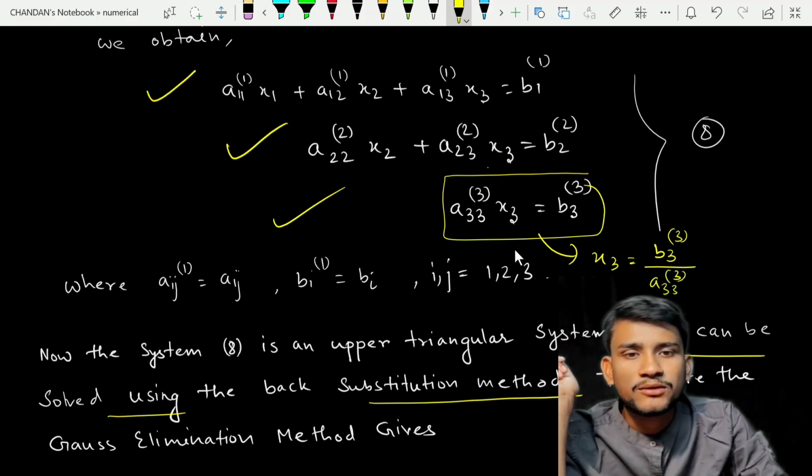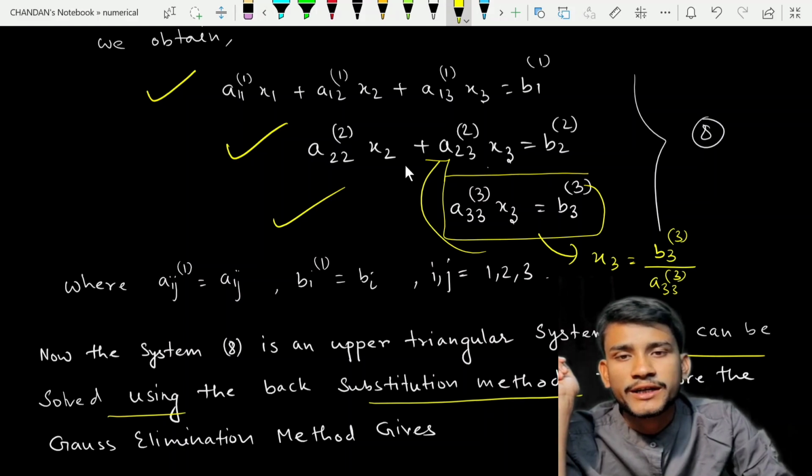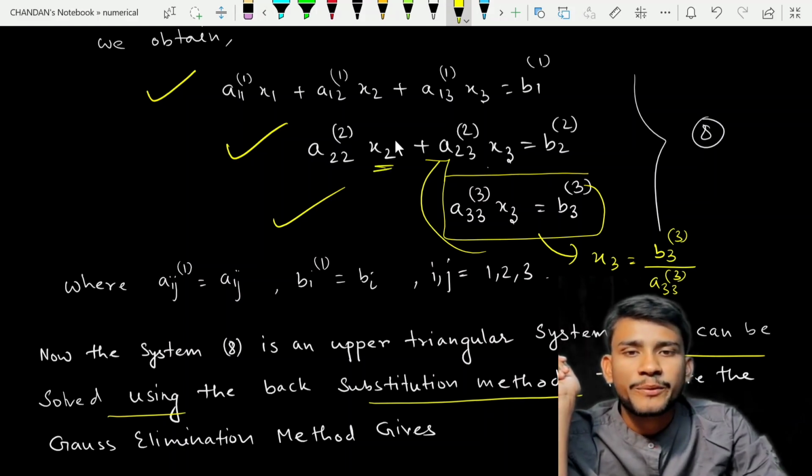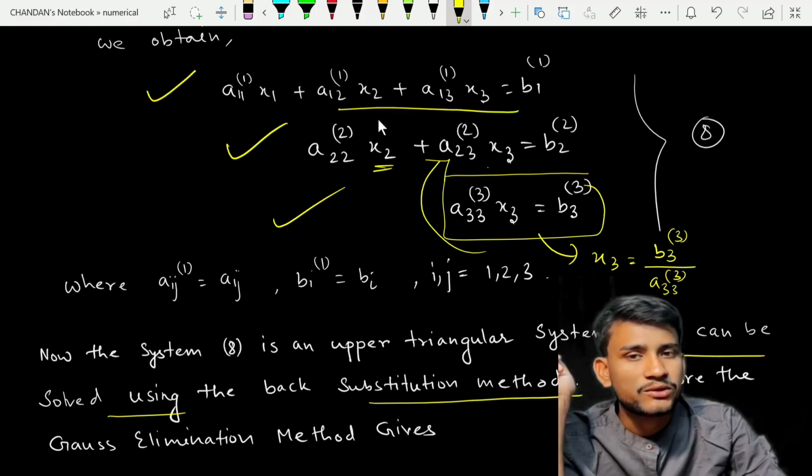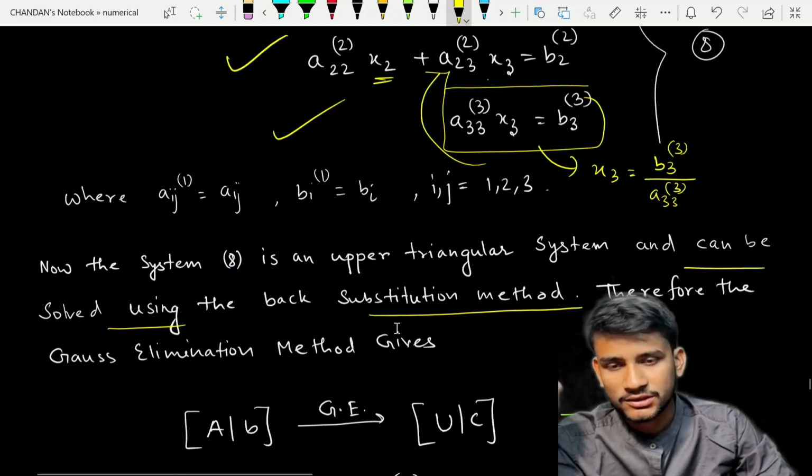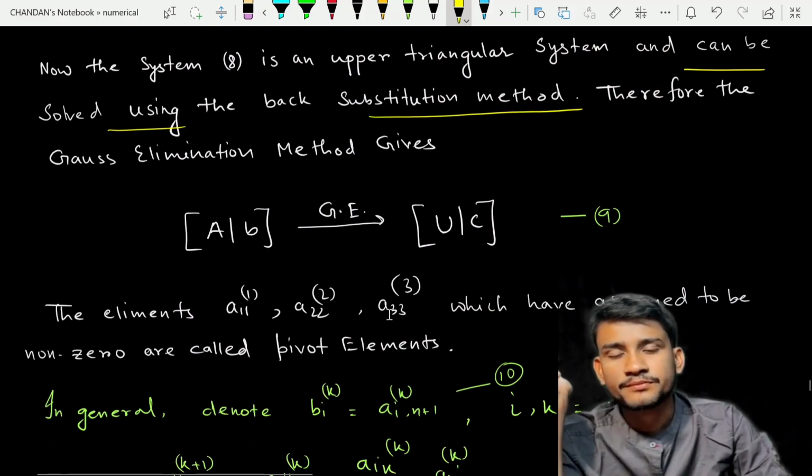Okay, then put the values of x3 here to get the value of x2, and putting the value of x2 and x3 in the first equation we get the value of x1. Okay, so this is the back substitution method.